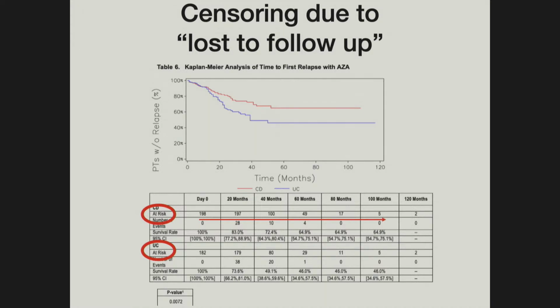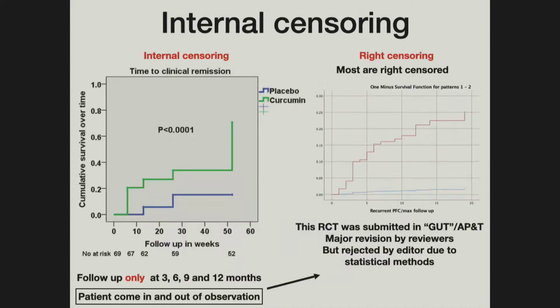If you go by the number at risk, the number of patients who are followed up at 100 months is only 5. So always, if you are reading a Kaplan-Meier curve, ask for this number at risk, because even a patient who has only 3 months follow-up or 1 month follow-up can be included. So that's why it is important to have the number at risk.